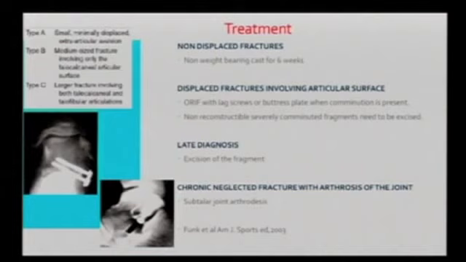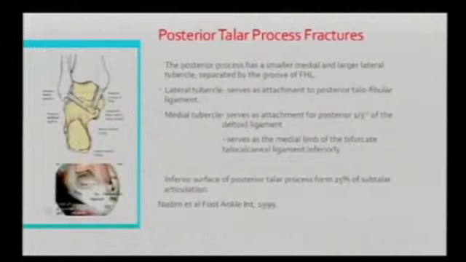As for treatment, it's just the same for all these processes. If there's any difference, I'll tell you. Usually when it's non-displaced, it's a non-weight-bearing cast for 6 weeks. A displaced fracture is fixed with a screw or a plate. When it's late diagnosed or there is a lot of comminution, usually it is excised. When it's a neglected one with arthrosis of the joint, usually a fusion of the joint is done. This is the same for all these peripheral talar fractures.